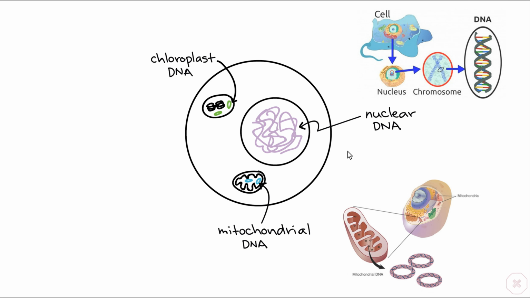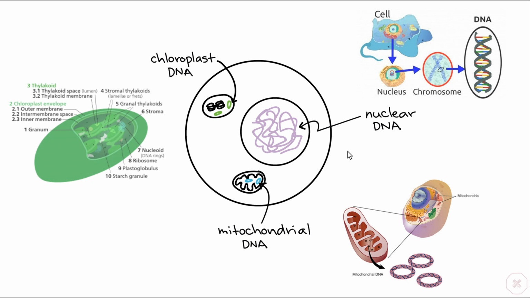Then we have our mitochondria, which is our site of cellular respiration, but as well as that, they also contain these circular pieces of mitochondrial DNA. It's important to note that the DNA is made up of the same things, however, they are slightly different between each of the three organelles.